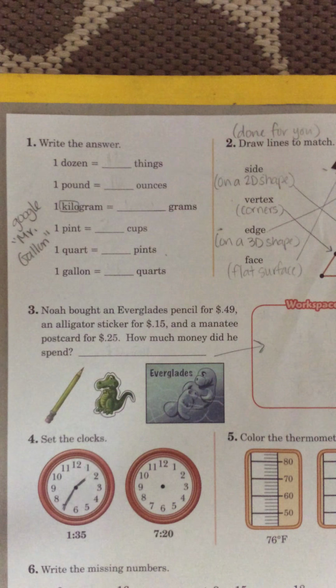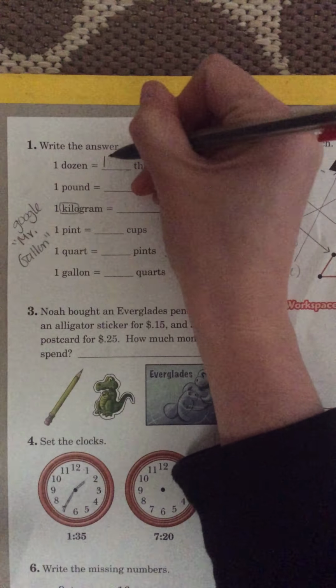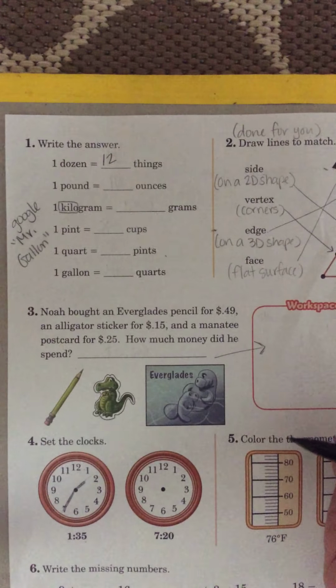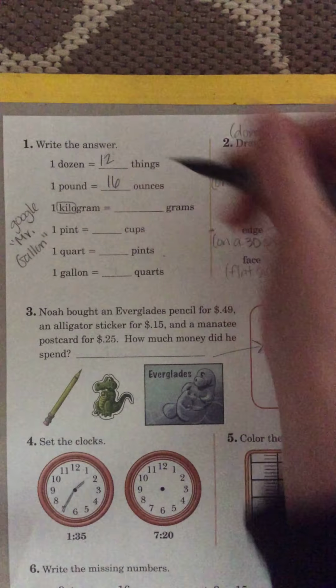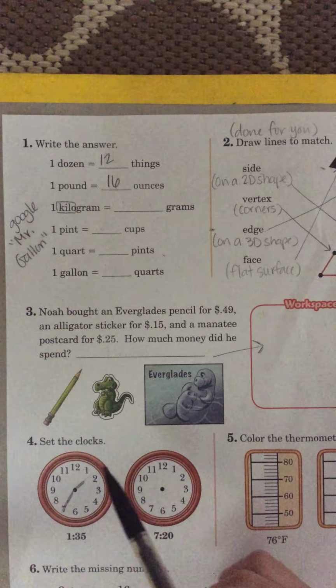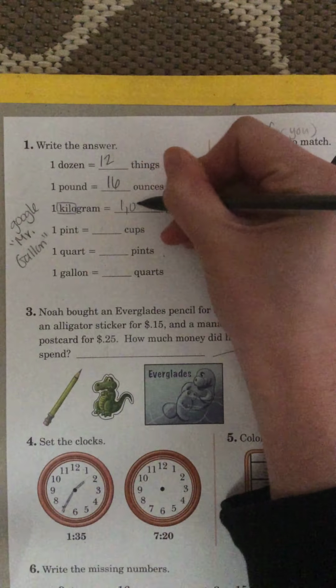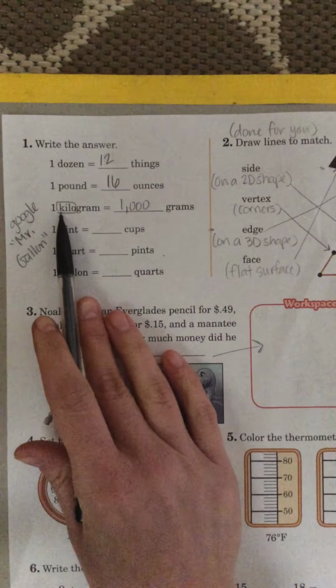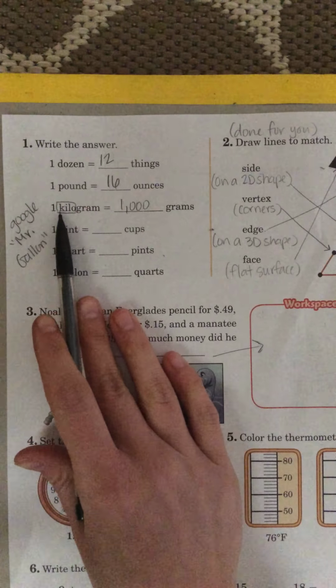Math, page 274, number 1. 1 dozen, things we should have memorized, equals 12. 1 pound equals 16 ounces. And 1 kilogram equals 1,000 grams.